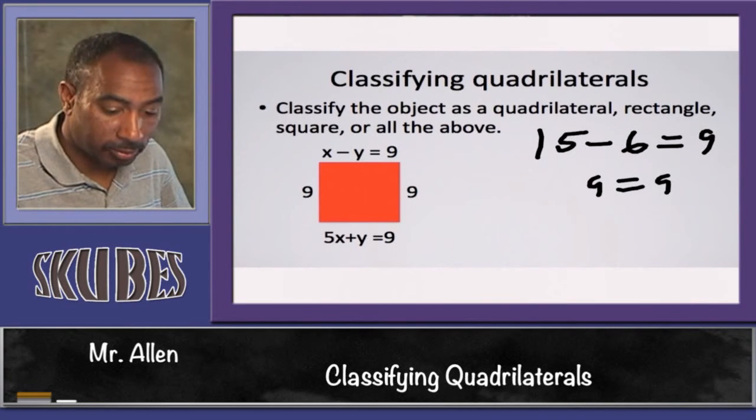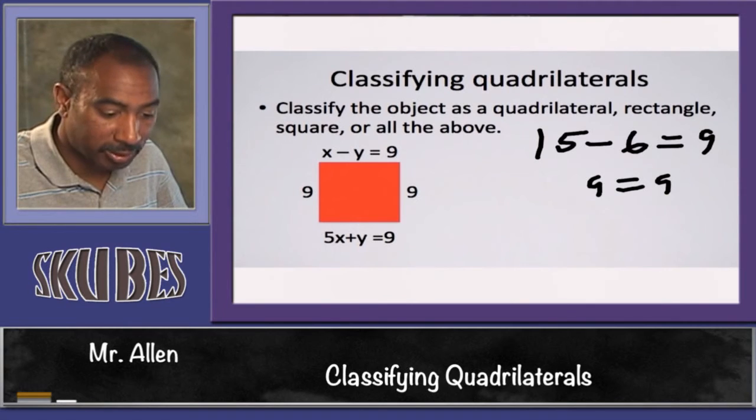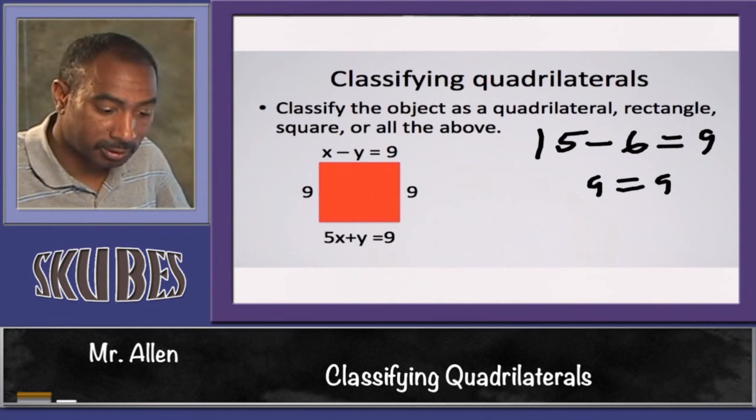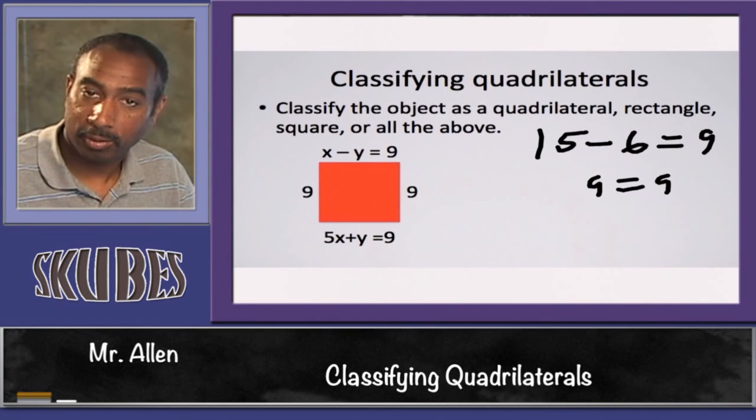So not only is it a quadrilateral, but it has to be a rectangle as well, because all four sides have a length of 9. So this is a square. This concludes our lesson today for classifying quadrilaterals.